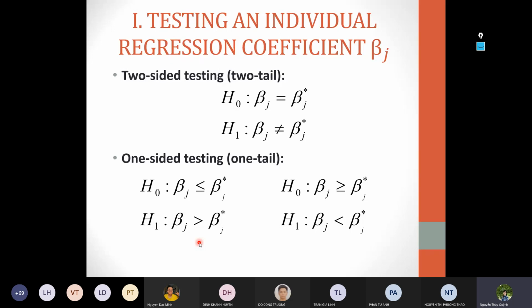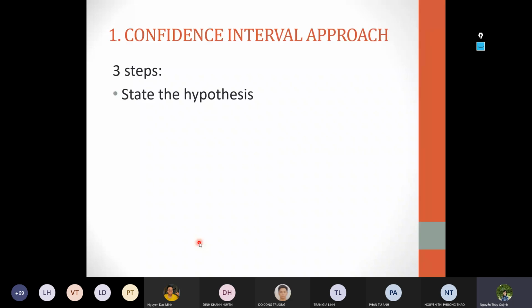All right, now as we said, we have different approaches to test for an individual regression coefficient. The first one is the confidence interval approach. In this one, you have to do 3 steps in order to test an individual regression coefficient by the confidence interval approach. The first one, you have to state the hypothesis. This is the first step for every approach.